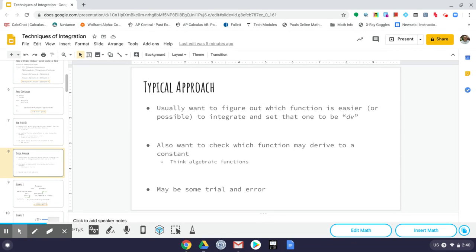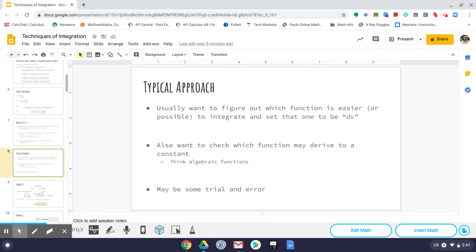And then I also want to check which function might derive to a constant, right? So if I have an algebraic function, let's say like 2x, its derivative is just 2. Well, if I can differentiate something to make it really simple, like a constant, then that's going to make the rest of the formula really easy, okay? So a lot of the times those are the functions we're going to differentiate because they simplify really nicely.